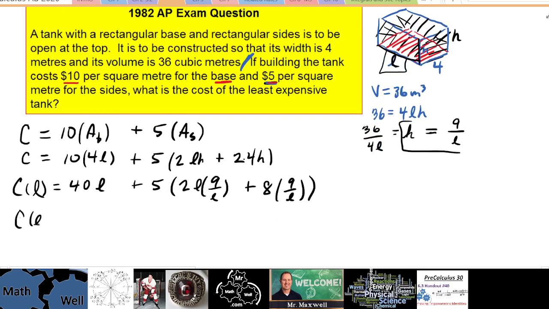So C of L, 40L plus, okay, what do we got? These L's are gone. I've got 5 times 2 is 10 times 9, that's 90. And this is 5 times 72 over L. Ooh, okay. What's 5 times 72? It's 350, 360. Plus 360 over L. Am I doing that right in my head here now? 40 times 9, 360 over L. Okay, are we good so far?